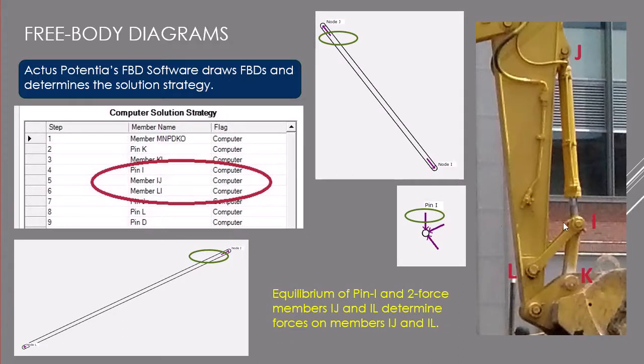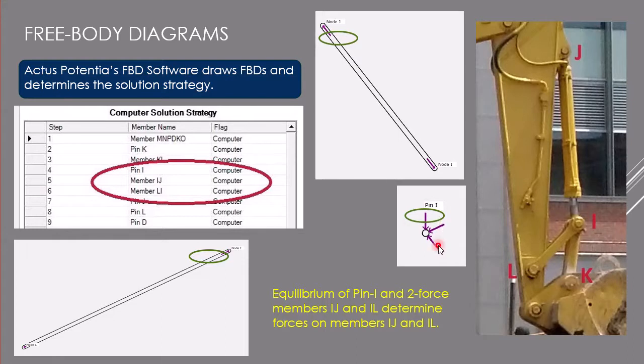Then we go to pin I. In pin I, we know the vertical force that is coming from the member IK, but we do not know the forces coming from this member and also the hydraulic cylinder. So at pin I, we have two unknowns, one from the two-force member IL and one from the hydraulic cylinder IJ. For the pin, we can write only two force balance equations, and by solving those two equations, we can calculate this unknown force and that unknown force.